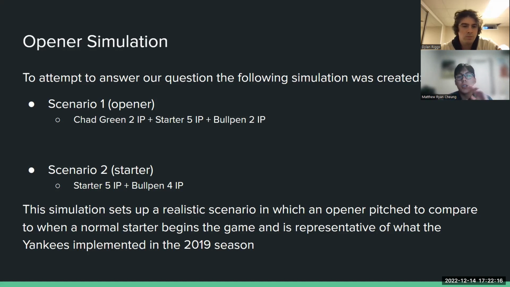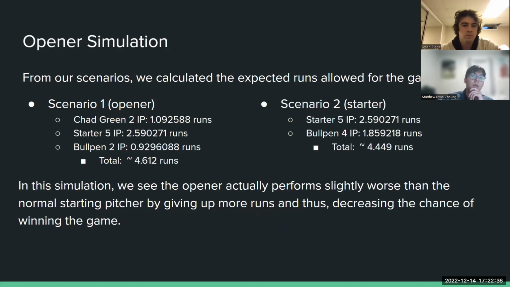For comparison, in the second scenario with the normal starter, the starter pitches the same 5 innings, but the bullpen will have to account for 4 innings. So the simulation is a realistic scenario of a game in which an opener pitches, and this is representative of something the Yankees might have implemented in the 2019 season.